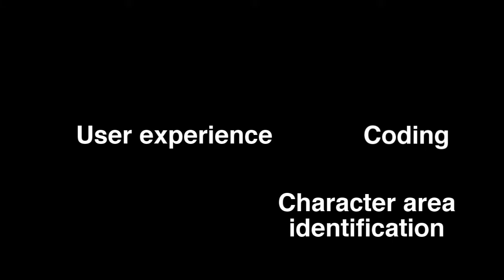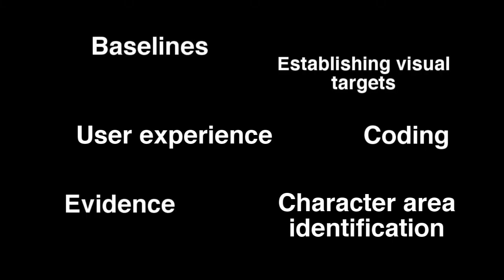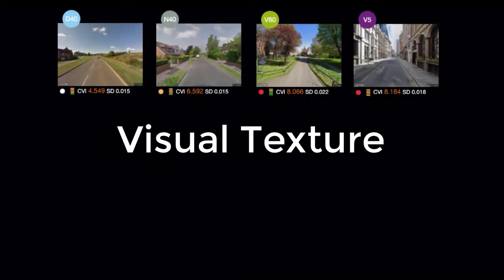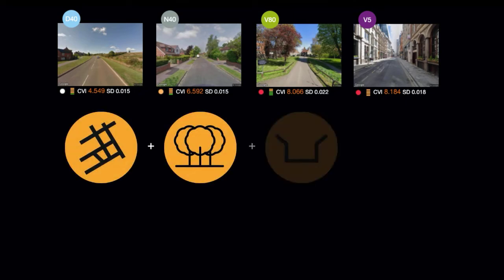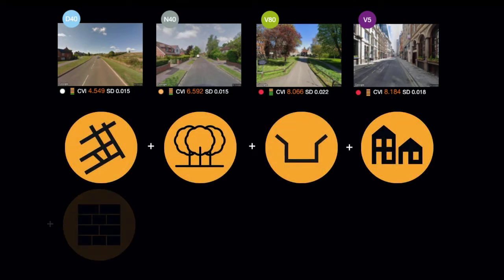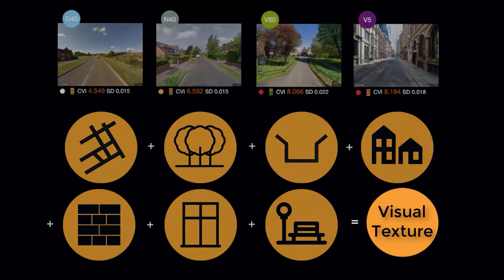As a basis for coding, ViewCue can identify character areas that reflect user experience, provide baseline data, establish visual targets, and provide evidence of understanding and change. By assessing the content of Google Street View or bespoke images, ViewCue measures the composite effect of everything that makes up a scene and affects character. We refer to this as visual texture.